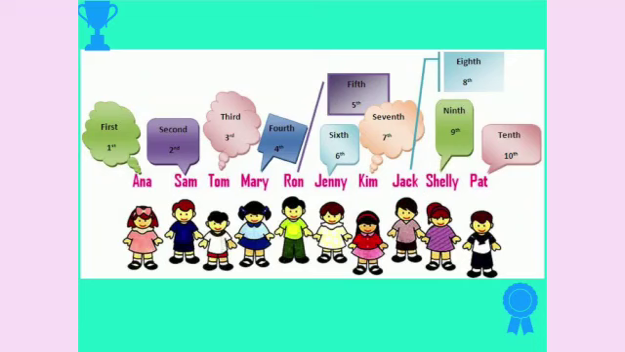Now look at this example. Can you tell me the position of Anna? Like Anna is at first position. Sam is at second position. Tom is at third position. Mary is at fourth position. Ron is at fifth position. Jenny is at sixth position. Kim at seventh position. Jack is at 8th position, Shelley is at 9th position, and Pat is at 10th position.